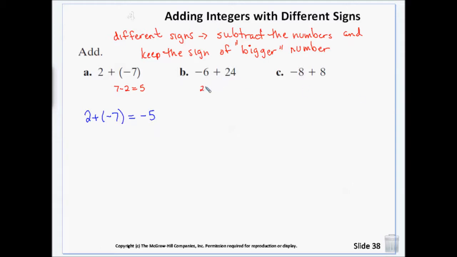Negative 6 plus 24, well, 24 minus 6 is 18. Negative 6 plus 24, well, the 24 was positive, so my answer is positive. And anytime you add opposites, they cancel each other out.